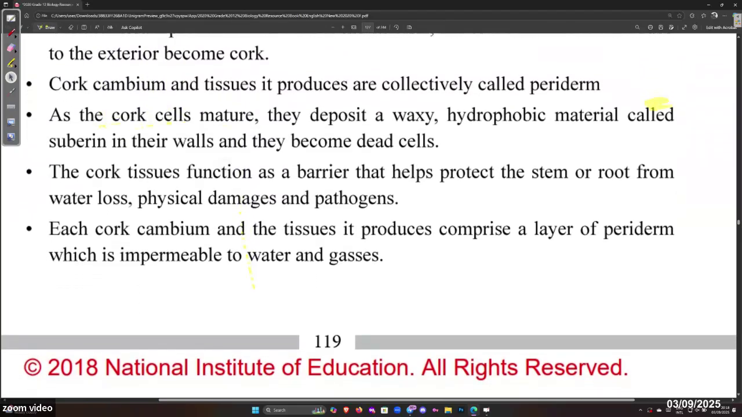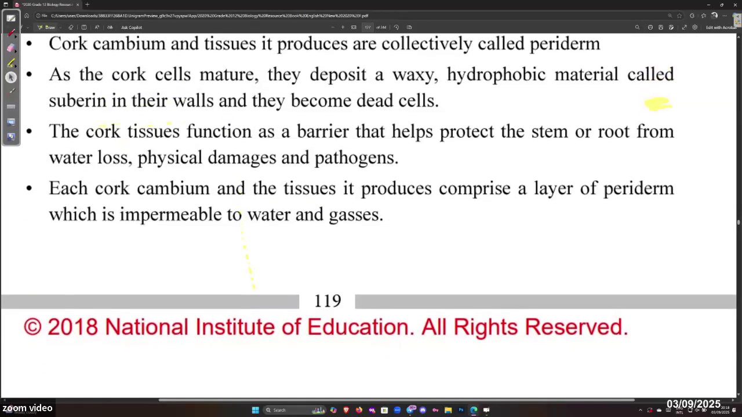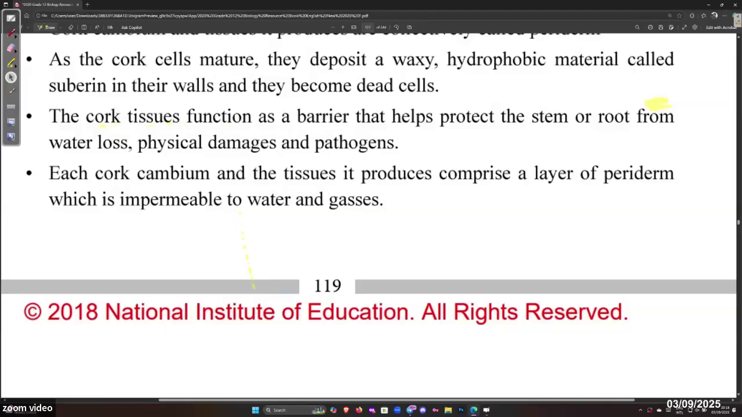The cork tissues function as a barrier that helps to protect the stem from water loss, physical damage, and pathogens. Each cork cambium and the tissues it produces comprise a layer of periderm, which is impermeable to water. Hurry, we'll move to the next part.